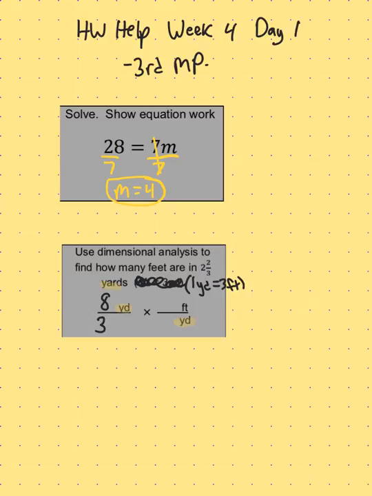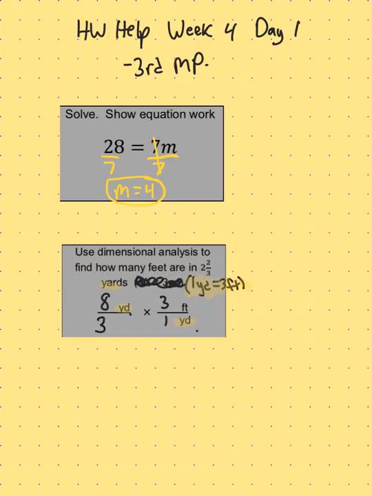Now, your second fraction is going to be this conversion. 1 yard is 3 feet. So remember we have these yards diagonal. That means the 1 yard goes down on the bottom and the 3 feet goes on top. That's how you know the order of your second fraction.